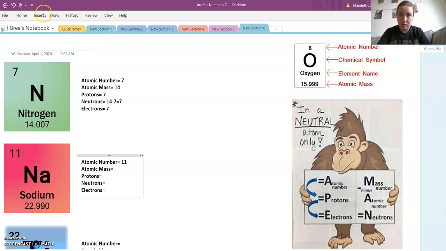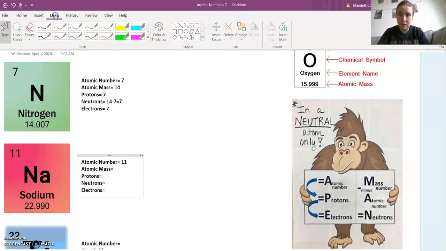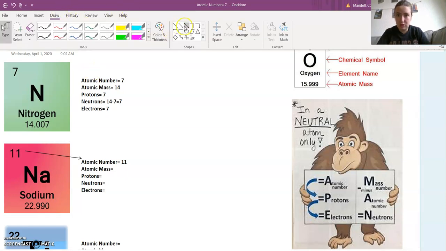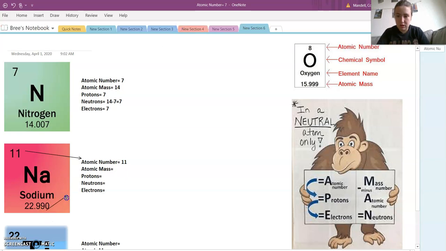In case you're a more visual person, let's put a little arrow maybe. So 11 goes to atomic number. Alright. Atomic mass, I find that at the bottom. Let's put a little arrow again. So atomic mass comes from the bottom right there. And so that is 22.9, which rounds up to 23.